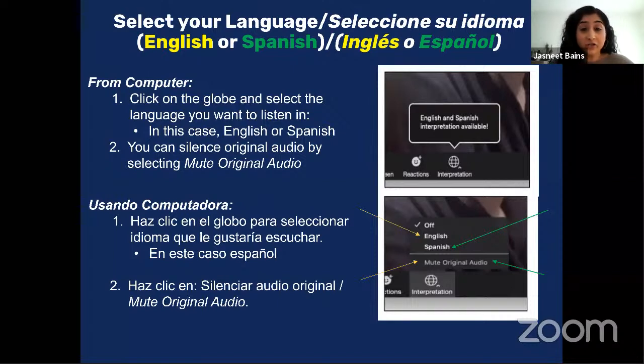If you are joining on a computer, please click the globe icon at the bottom right of your screen to select a language. Select English or Spanish, then click Mute Original Audio, and finally click Done. My colleague Roxy will now explain this in Spanish for monolingual Spanish speakers.